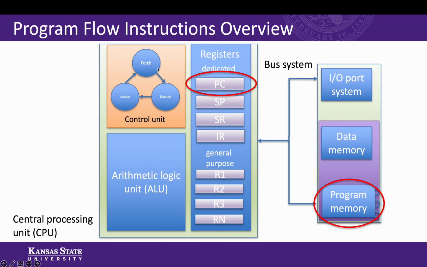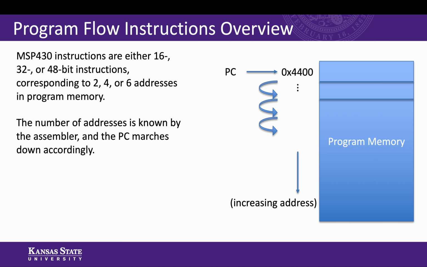The fetch operation consists of putting the address held by the PC onto the address bus, retrieving the instruction from program memory, and bringing it back to the control unit so it can be decoded and determine what to do next. So we're starting at 4400 as shown in this figure. That's where our program lives.